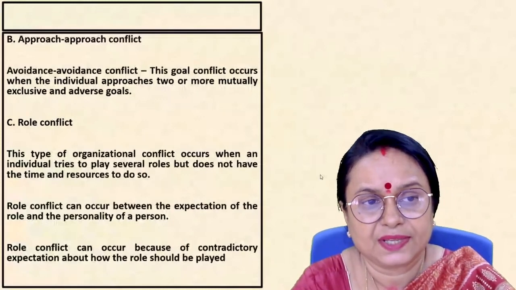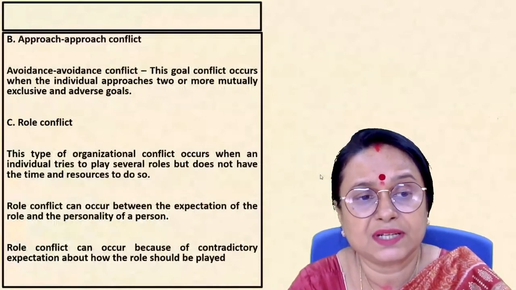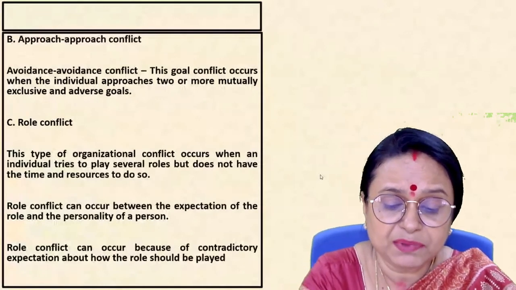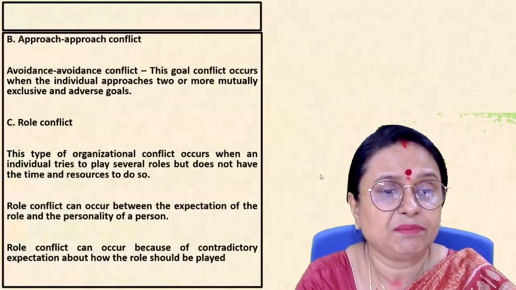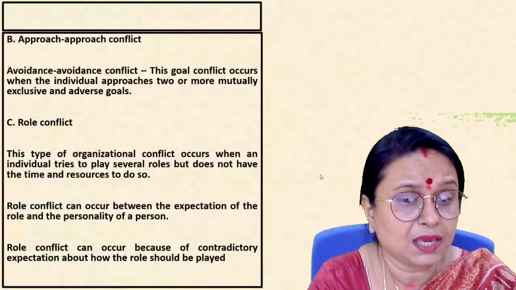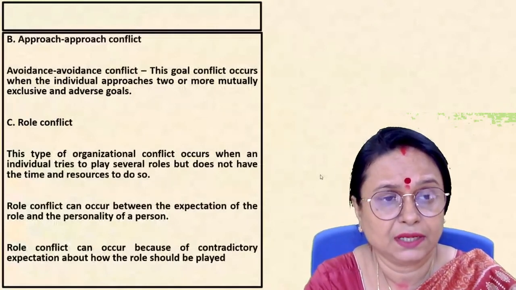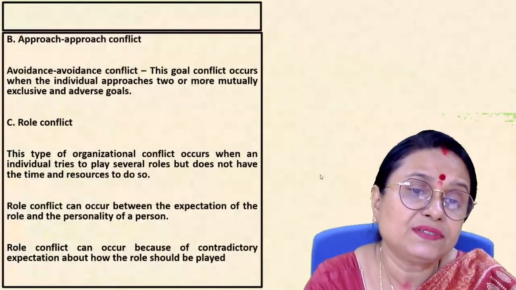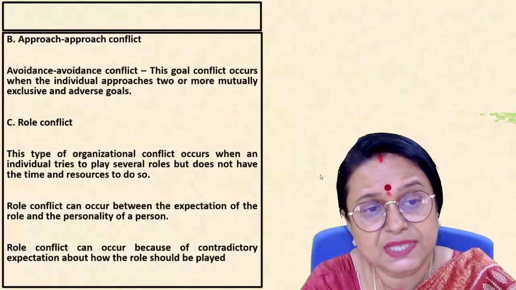Then role conflict. This type of conflict occurs when an individual tries to play several roles but doesn't have the time and resources to do so. So here also intrapersonal conflict arises. If one person wants to look after the production department, he also wants to show his bossism in the HR department. He again wants to show his bossism in the finance department, and he convinces the board of directors that I can look after all the departments, but the time is only 8 or 10 hours. So within the stipulated time period, he is unable to manage two different departments simultaneously. So there also is a conflict within himself.